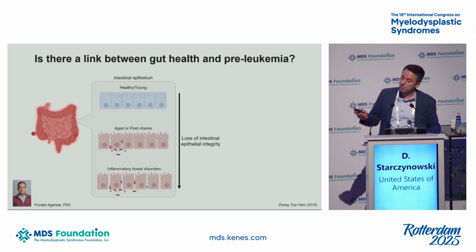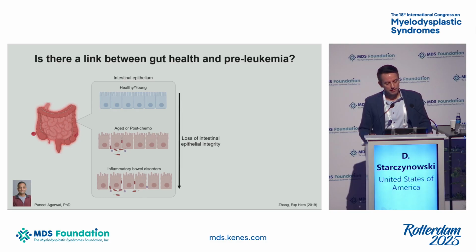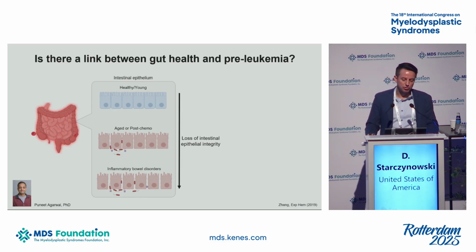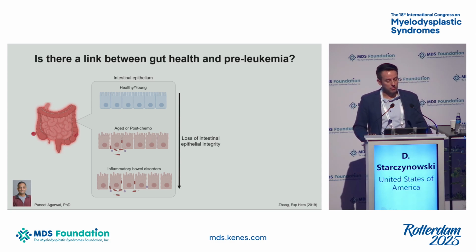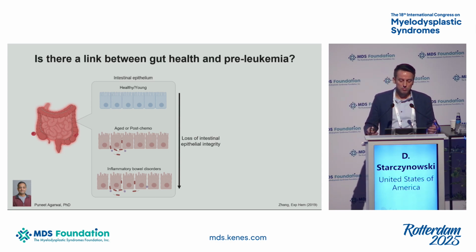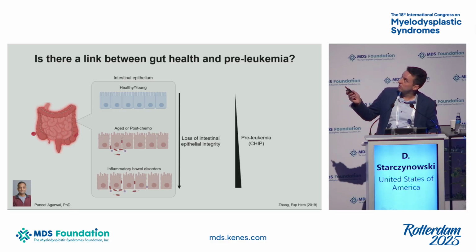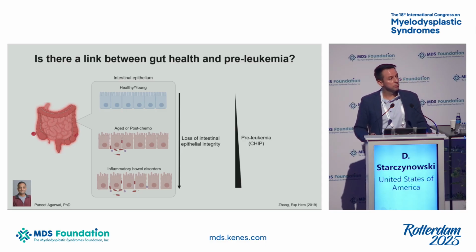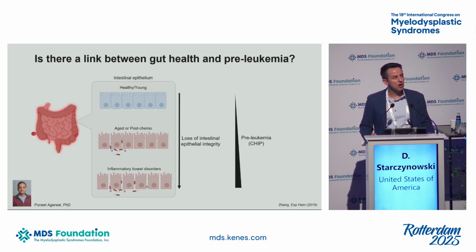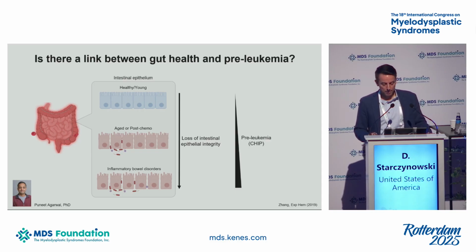But as we age, that intestinal health starts to dissipate. We have disruptions of the intestinal epithelial lining. The integrity becomes compromised. You can start getting leakage of material from the lumen into the circulation. This is also true in younger individuals post-chemotherapy. That's very abrasive to the epithelial lining. And in the most severe cases, as I just pointed out, inflammatory bowel disease has terrible loss of the intestinal epithelial integrity. And so the idea is that there's increased risk of pre-leukemic cell expansion as we have loss of that intestinal epithelial integrity.